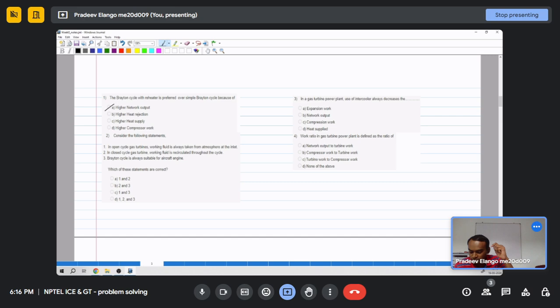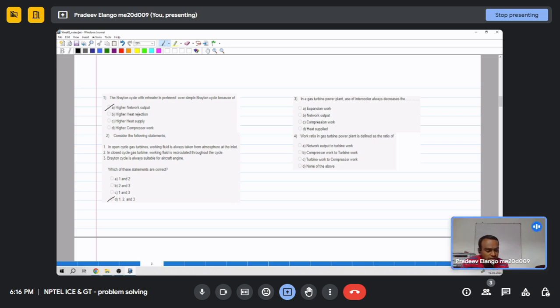Consider the following statements. In open cycle gas turbines, working fluid is always taken from the atmosphere at the inlet. In closed cycle gas turbine, working fluid is recirculated throughout the cycle. Brayton cycle is always suitable for aircraft. So which of the following statements are correct? Sir, option D. Okay, yeah. So all three statements are correct.